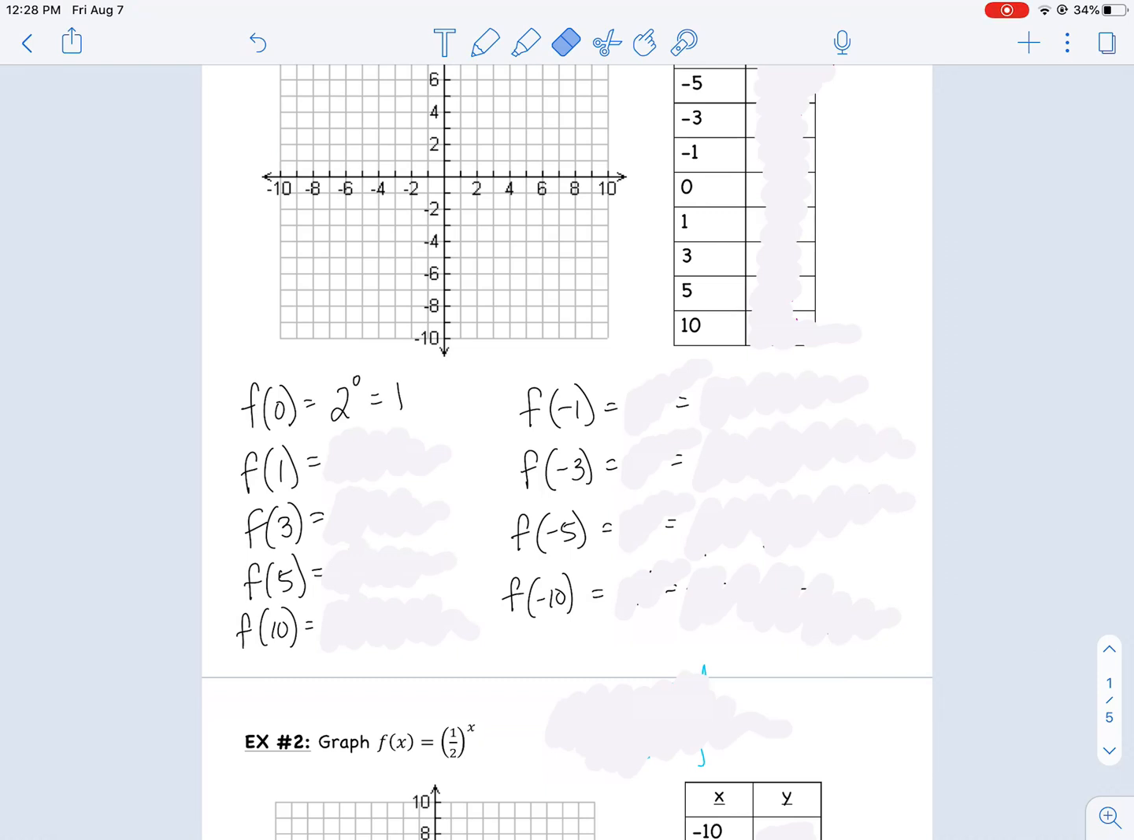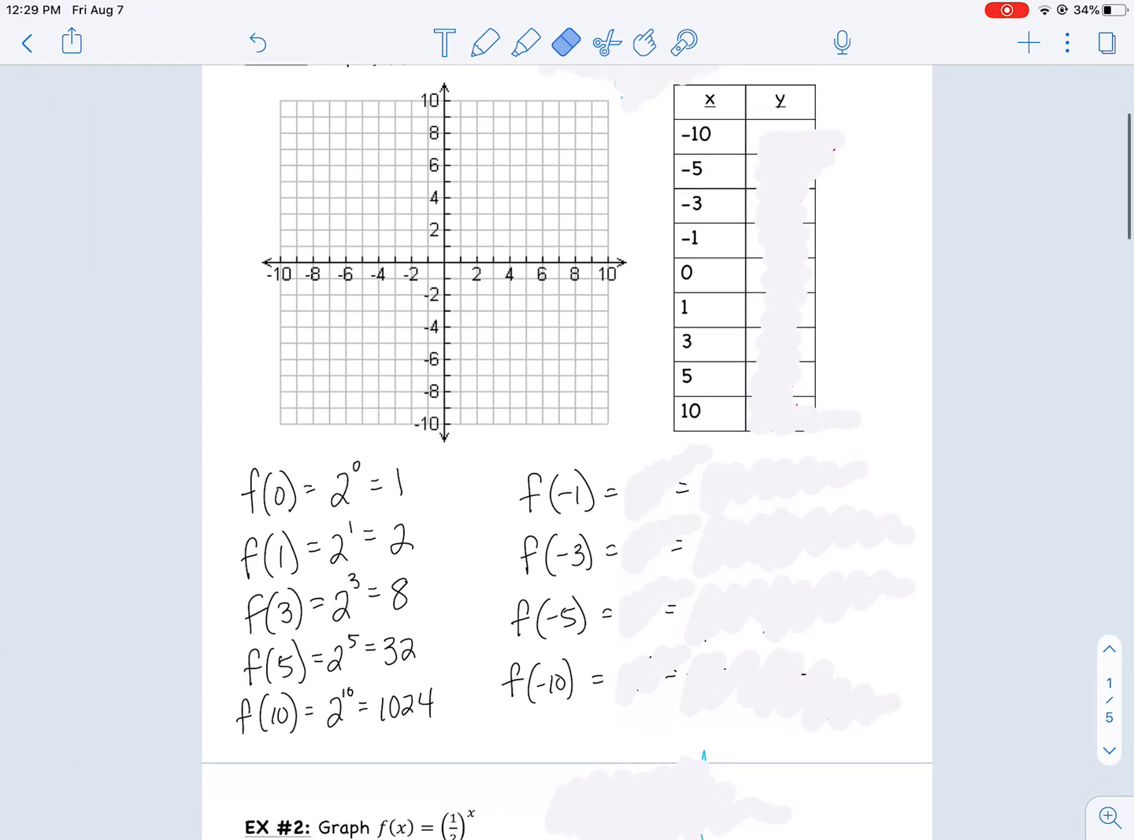I'm going to plug in 1 now. 2 to the first power is 2. Let's plug in 3. 2 cubed is 8. I'm going to plug in 5. 2 to the fifth power, 2 times 2 times 2 times 2 times 2, is 32. So I'm just plugging these values into my function so I can figure out what the output is, the y value. I'm also going to do 10, and I ended up getting 1024.